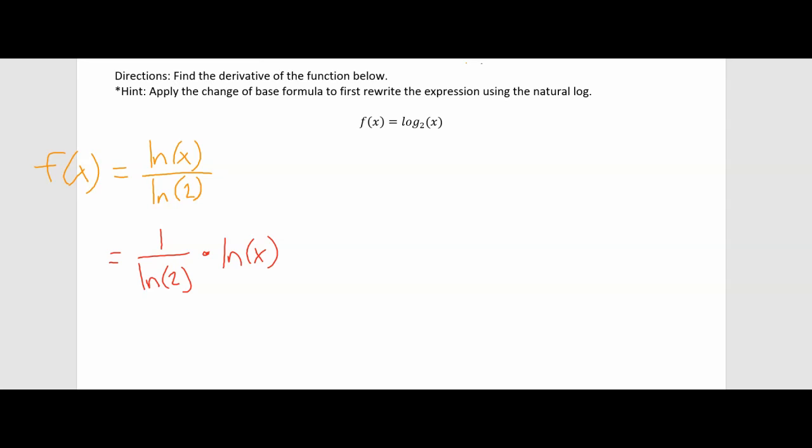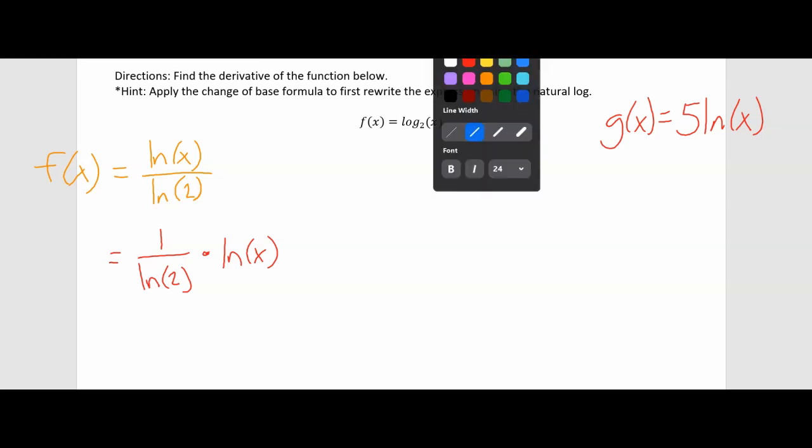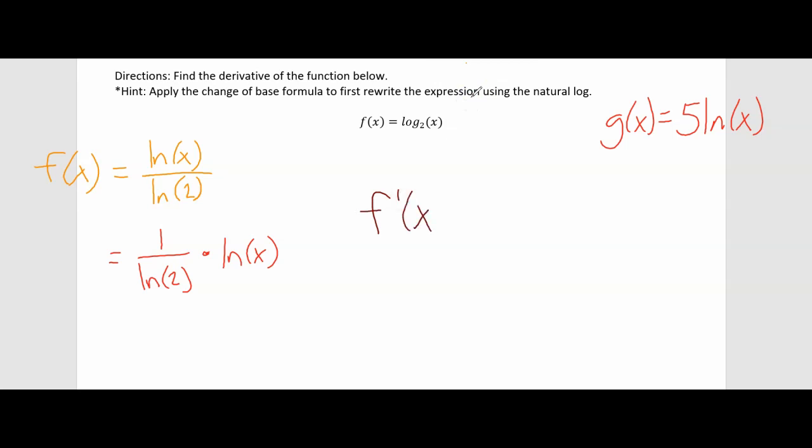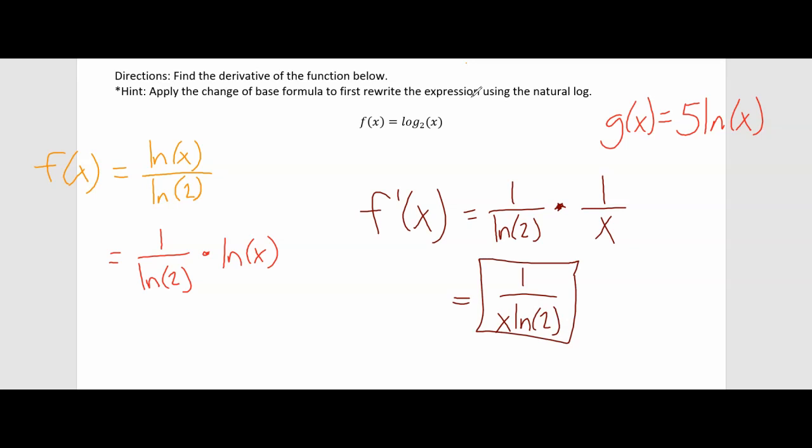It's just like having, if we had g of x is equal to 5 times the natural log of x, right? It would be a pretty straightforward derivative. A weird coefficient, I say weird because it looks different, right? But it just acts like a regular coefficient. So if I want to take this derivative, f prime of x, well, that's going to keep my coefficient there. So 1 over the natural log of 2 times the derivative of the natural log of x. Well, that's just 1 over x. If I simplify, I get 1 over x times the natural log of 2.